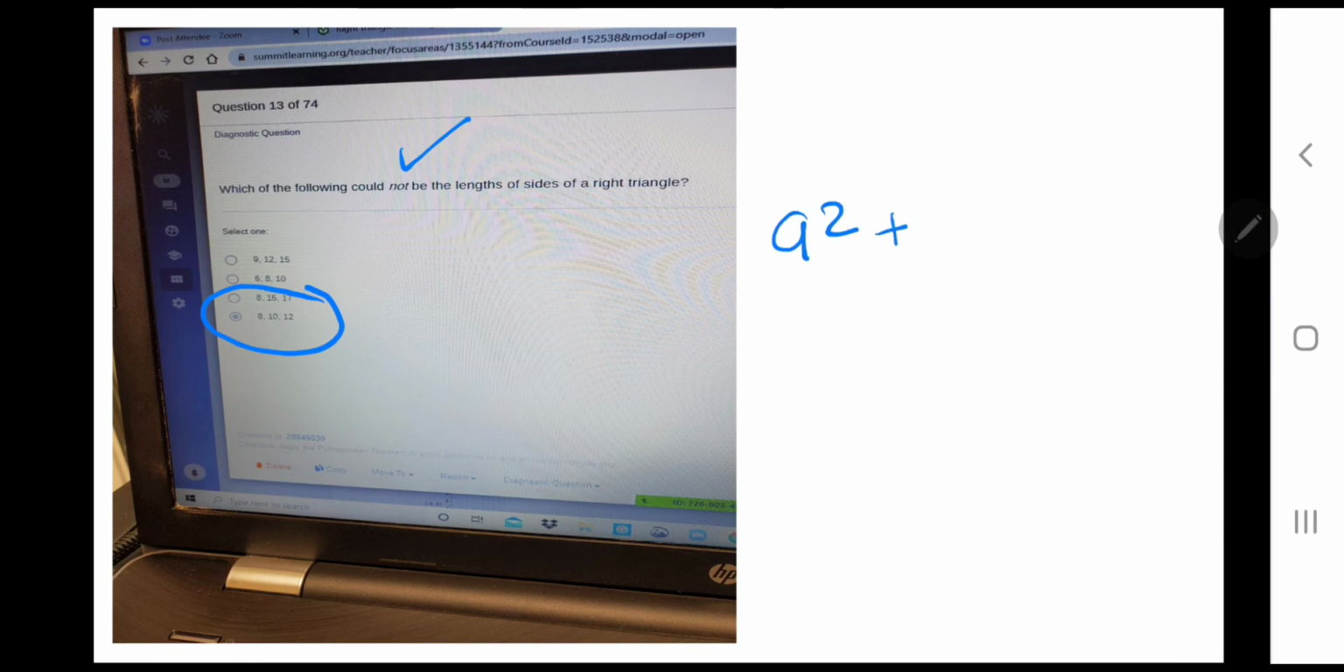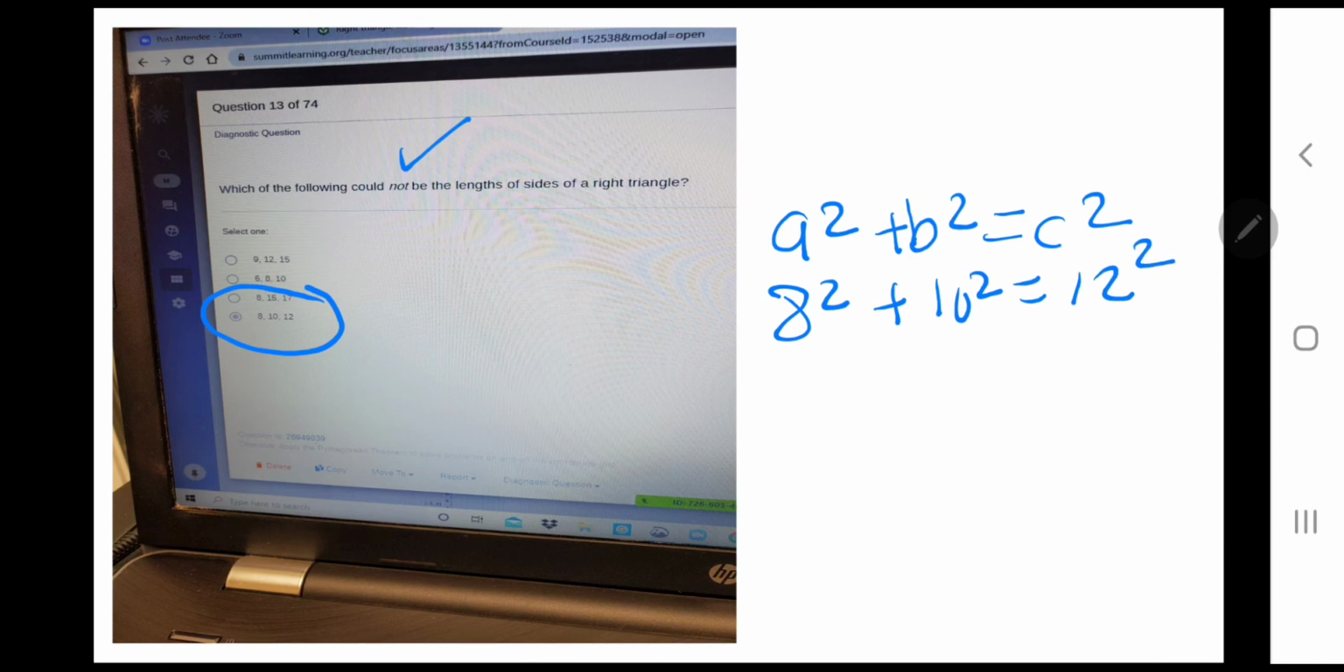So we've got a squared plus b squared equals c squared. Let's look at one where it doesn't work. All right, so we're going to use 8 squared plus 10 squared equals 12 squared. And obviously the longest side is going to be put over here for c, so that's your 12 squared. So 8 squared is 64, 10 squared is 100, and you know that 12 squared is 144. If you don't know those common squares, make sure you're using your calculator.